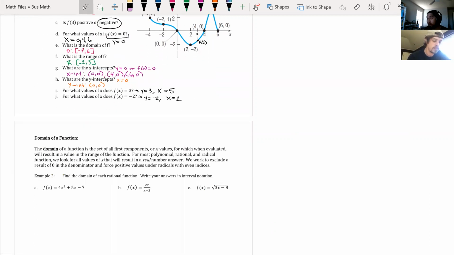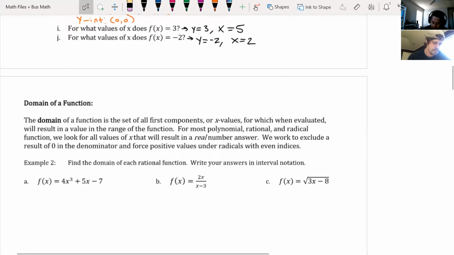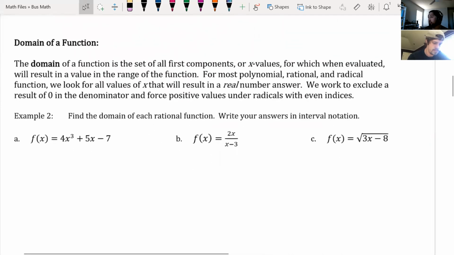All right. So now we're going to talk a little more about the domain of a function. And when you find the domain of a function, you're finding where does the function exist? On what x values does a function exist? So the domain of a function is the set of all the first components or x values for which when evaluated will result in a value in the range of the function.